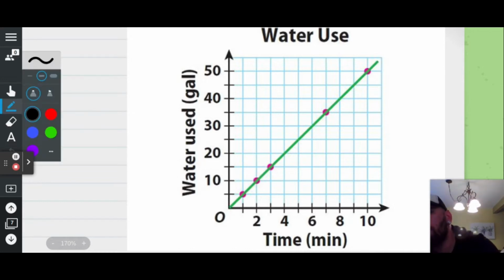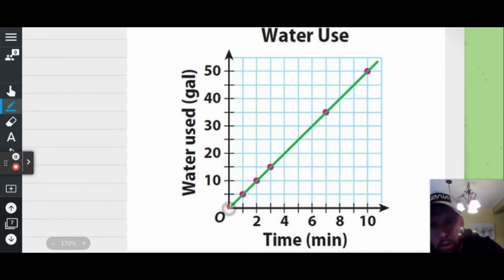So let's do the easy part first. Let's do the y-intercept. It's the origin. Okay, the y-intercept is 0, 0. So we'll just say 0.